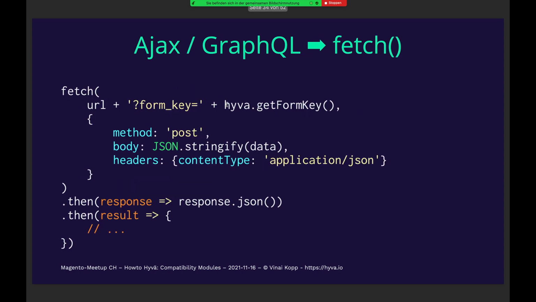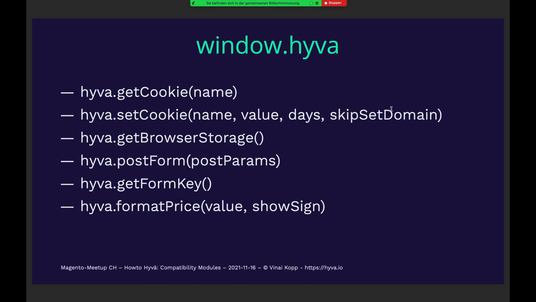Now you might have seen here this little method, Hyvä get form key. There actually are a handful of such methods. So Hyvä is a global object on the window object, so it's always available. And there's not a lot on it, but what is on there is very commonly used. So we have methods to set a cookie, get a cookie, get the browser storage. Usually that would be local storage, except for the odd mobile Safari. Post form, get form key, formatting a price. So that's what's in there. Very straightforward. Not a big thing. Good to know it's there.